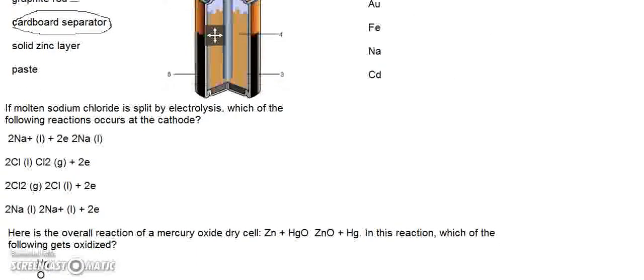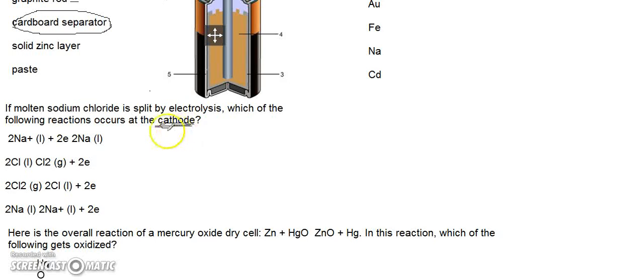Alright, moving on. If molten sodium chloride is split by electrolysis, which of the following reactions occurs at the cathode? Now, there's a couple of them on here that are similar to this, that sound tricky because you might be like, well, what is molten sodium chloride split by electrolysis? What does that even mean? However, you don't even actually have to know what that means. What you do have to know is it says the following reaction happens at the cathode. And now hopefully we know that oxidation occurs at the anode and reduction occurs at the cathode.